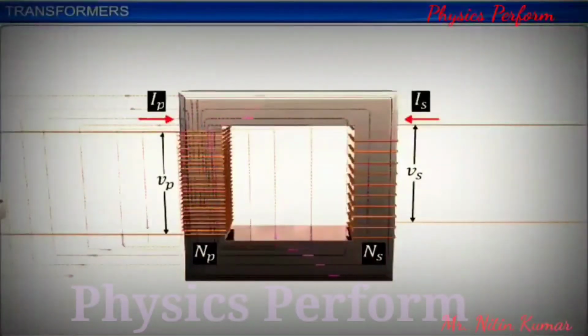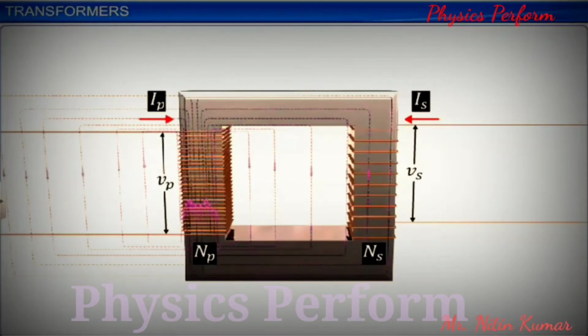Transformers work on the principle of mutual induction. According to the principle of mutual induction, when two coils are placed close to each other and if one of the coils carries a time-varying current, a current is induced in the other coil.